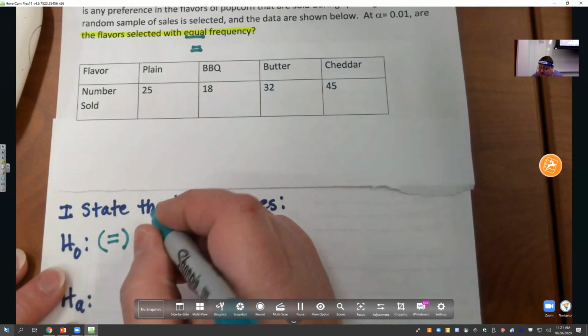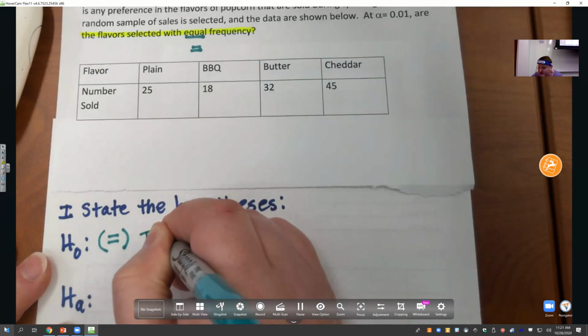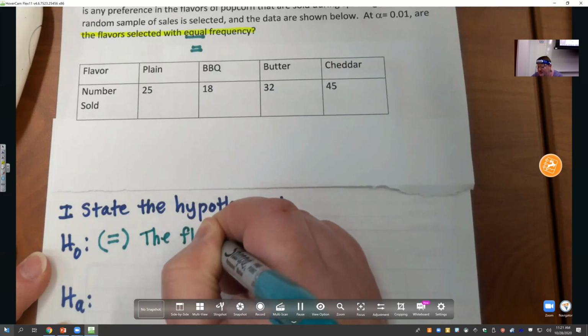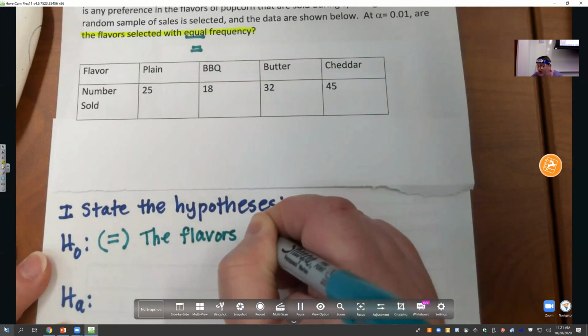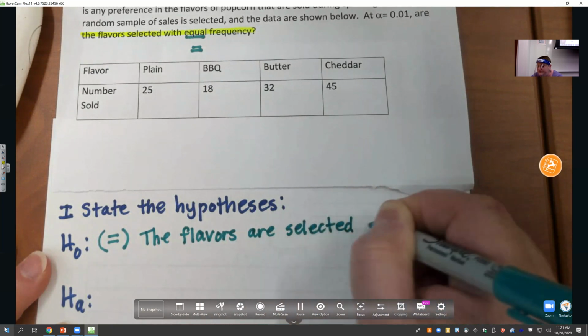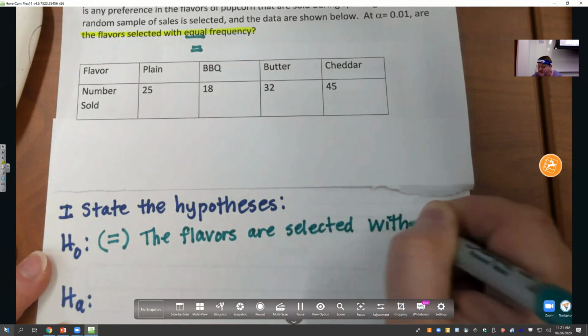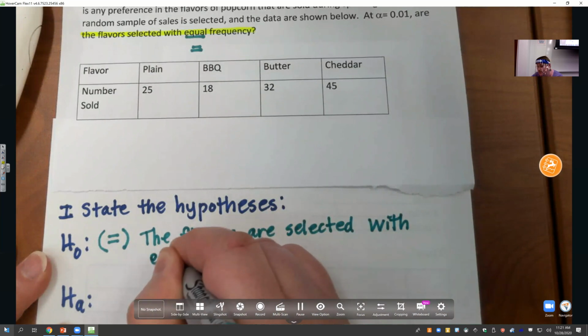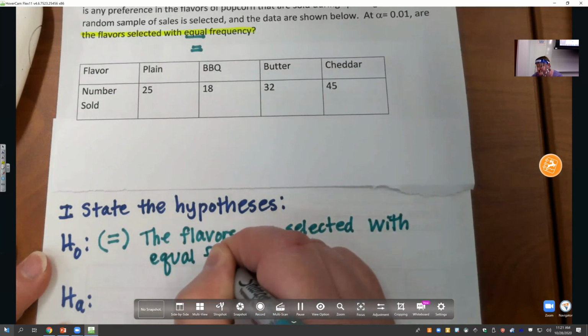Okay, so I would write the statement: the flavors are selected with equal frequency.